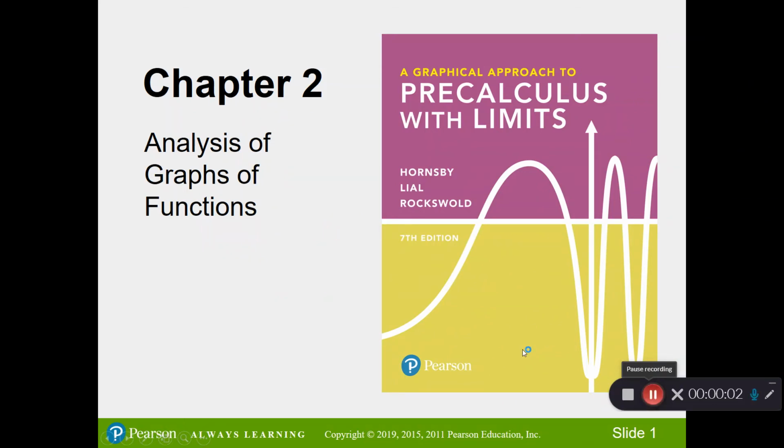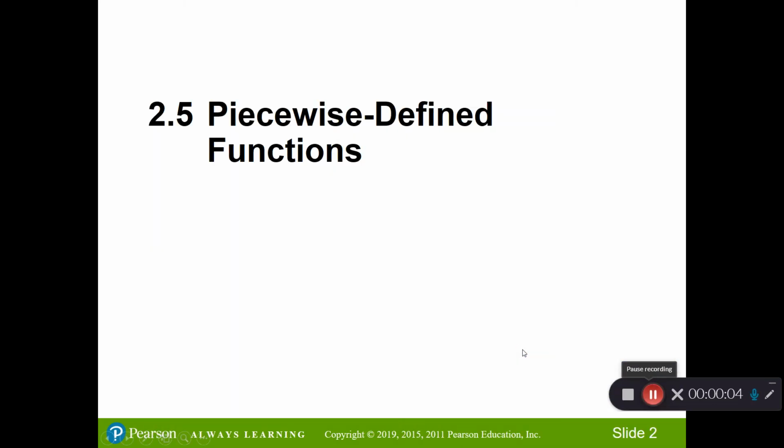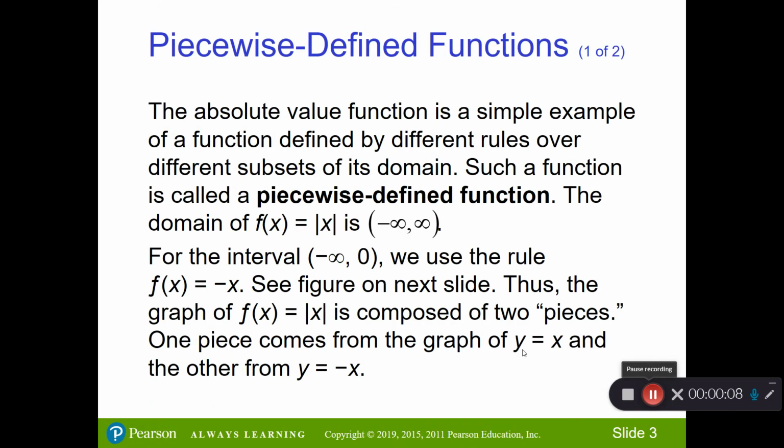Now we are going to talk about piecewise-defined functions. So piecewise-defined functions are defined by different rules on different parts of their domain. The first one we've looked at so far is absolute value of x. Absolute value of x measures the distance of a number from 0.